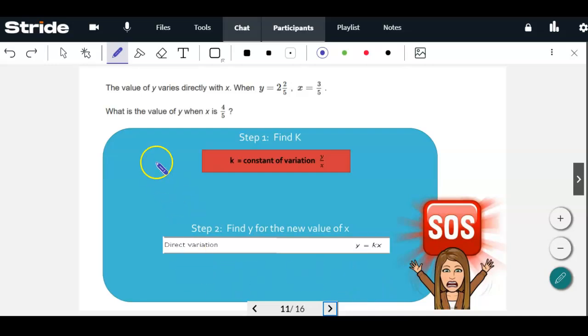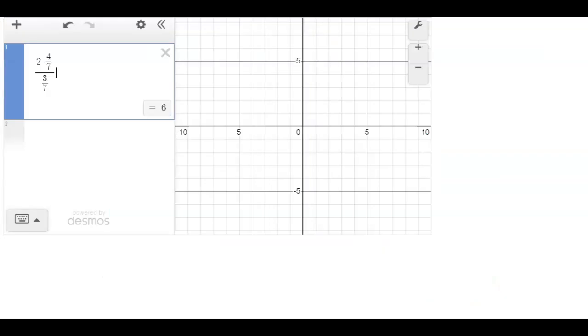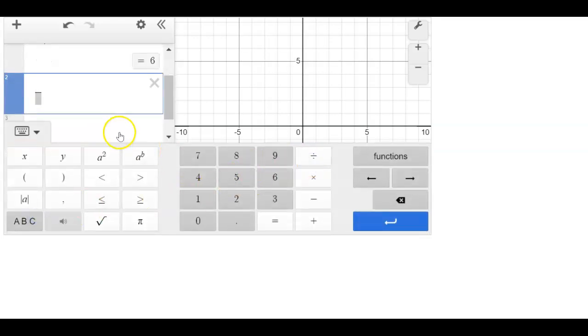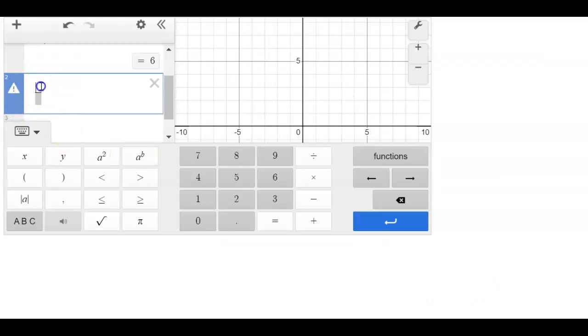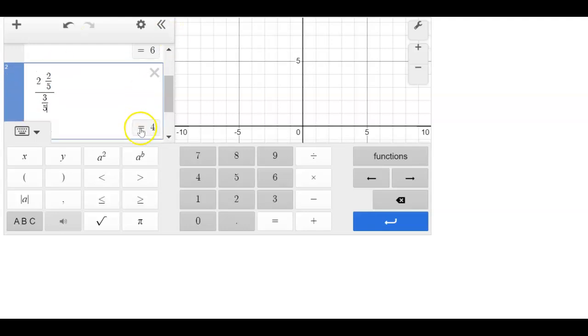I hit the next one. The value of y varies directly with x when y is 2 2/5 and x is 3/5. So we're going to go ahead and do step 1. We're going to do 2 2/5 over 3/5. Let's just go ahead and put that into the calculator just like we see it. Remember, we're going to start with our fraction bar. Or just push the division. Oh, I forgot what it was now. 2 2/5 over 3/5. I get distracted. Space away, over 3/5. So it's 4. Voila, 4.